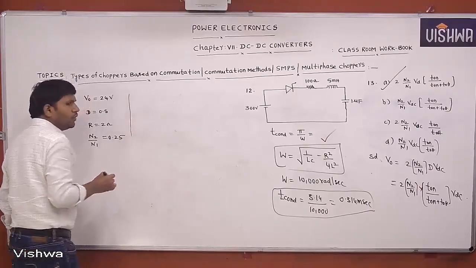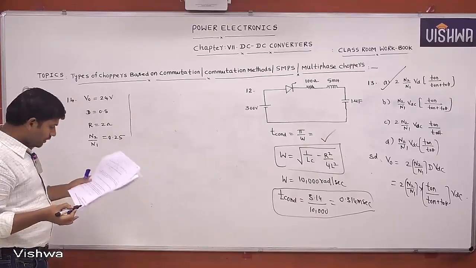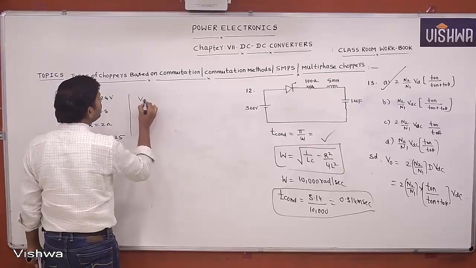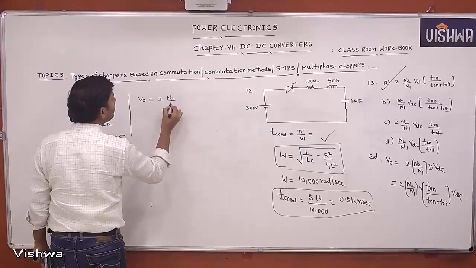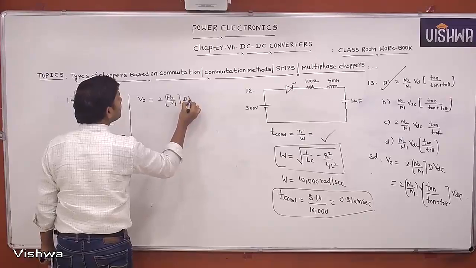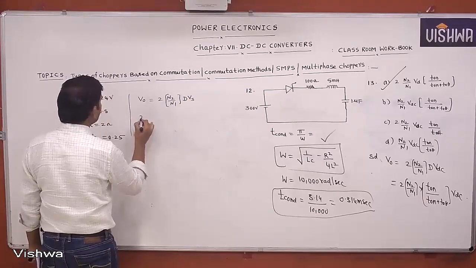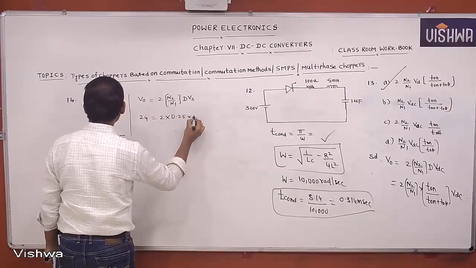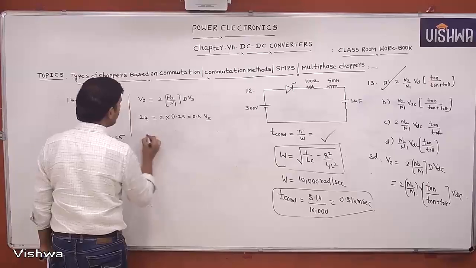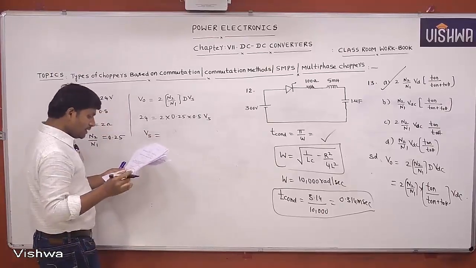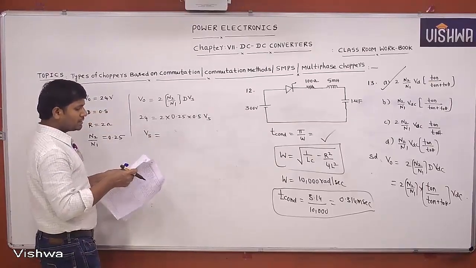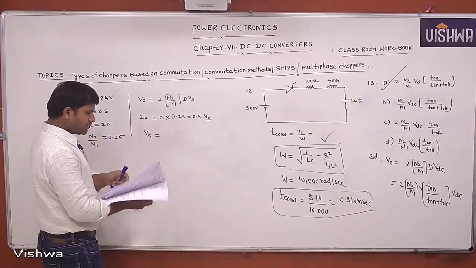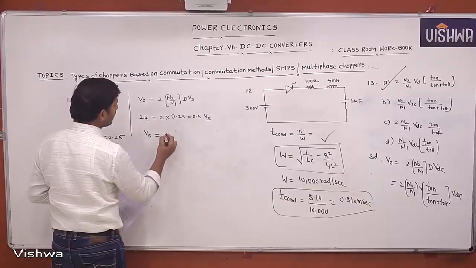Before calculating average switch current, first you calculate the average source current. First you calculate V0 equal to 2 into N2 by N1 into d Vs. This is V0, you know. V0 is 24 volts, 2 into N2 by N1 which is 0.25, duty cycle is 0.5, into Vs. From this, what is the supply voltage we can get? Simplifying that, 96 volts we can get.